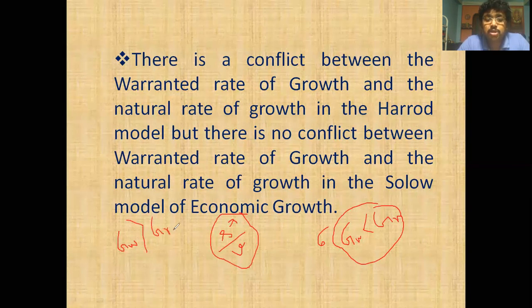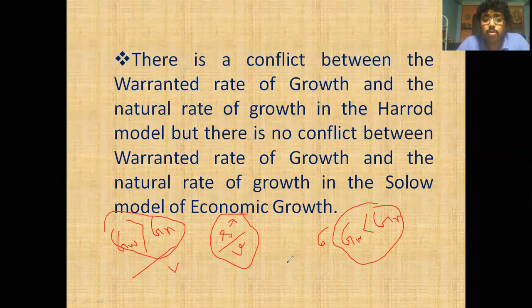But when GW is greater than GN, the natural rate of growth, then entrepreneurs will not find incentive to invest further because there is a lack of demand and they are reducing their production. And here the Keynesian prescription is applicable. If the aggregate demand is increased, then this type of unemployment can be removed. This is the Harrod model of economic growth, where the warranted rate of growth and natural rate of growth have a conflict.